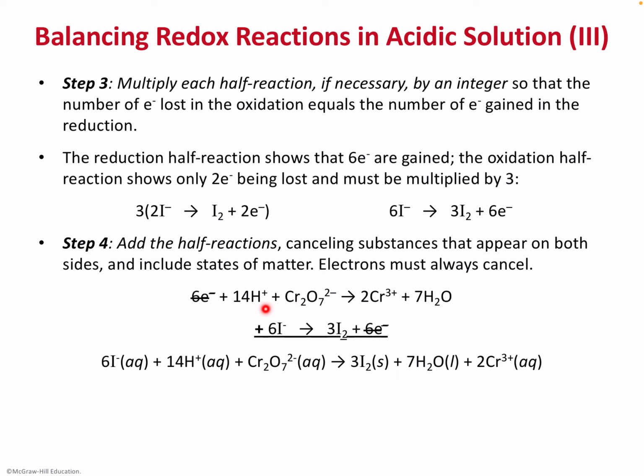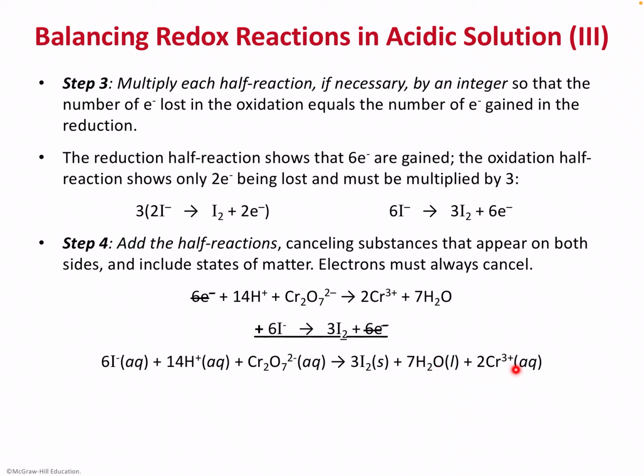Now that we have the same number of electrons in both half reactions, you add them together. When you add it, electrons will get cancelled. Always cancel. Add the half reactions, cancelling substances that appear on both sides, and include states of matter. Electrons must always cancel. So you cancel these. So the overall reaction would be 6I minus, 14H plus, dichromate ion, giving 3 iodine solid, 2 chromium ions and 7 liquid water.